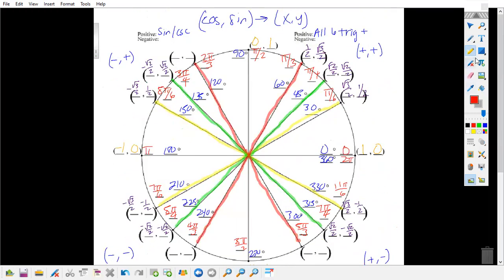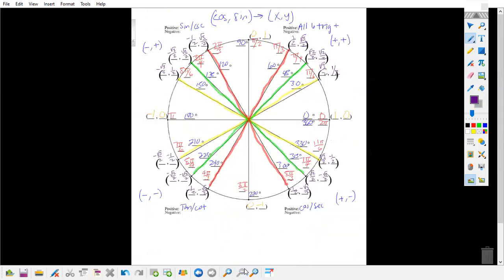Okay, so here we have negative 1/2 and positive square root of 3 over 2. Here we have negative 1/2 and negative square root of 3 over 2. Here we have positive 1/2 and negative square root of 3 over 2. And ta-da! Our entire circle is filled in.